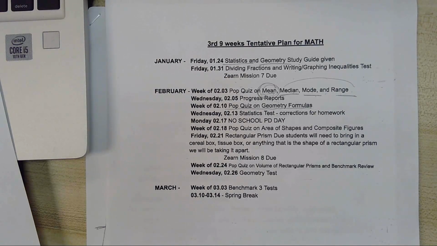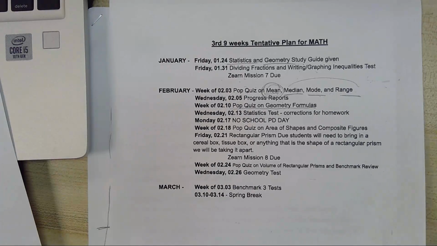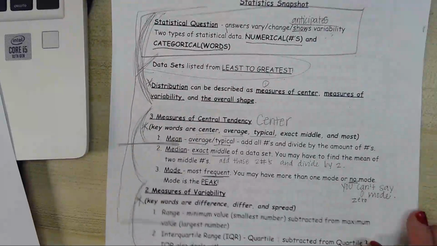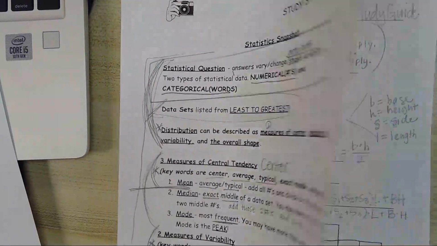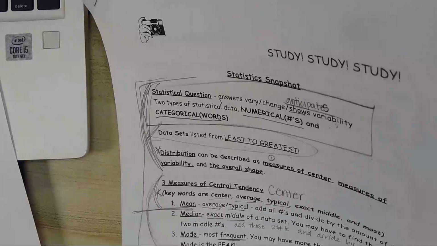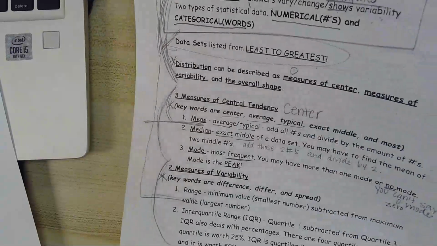And do not forget to go ahead and start studying those geometry formulas, because in 2 weeks you will have a pop quiz on that. You already know ahead of time what's coming. Now, your statistics snapshot, just reminding you, this is that study guide you need to be studying every day that has statistics and geometry. Okay, get it, got it? Good. So we're going to go ahead and move on with our lesson for today.